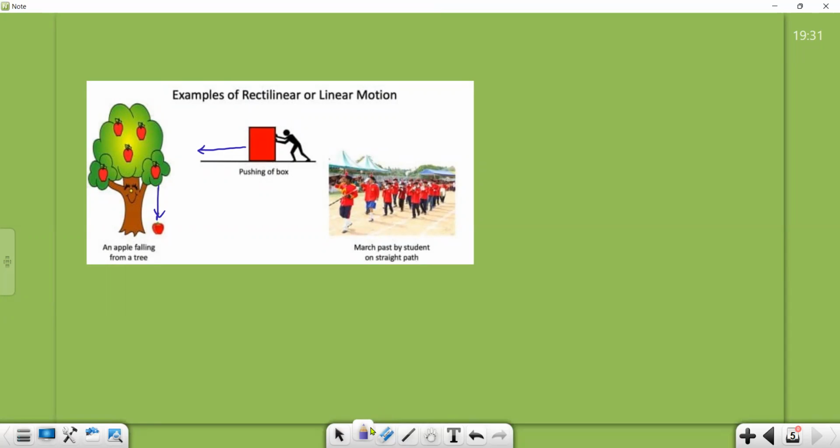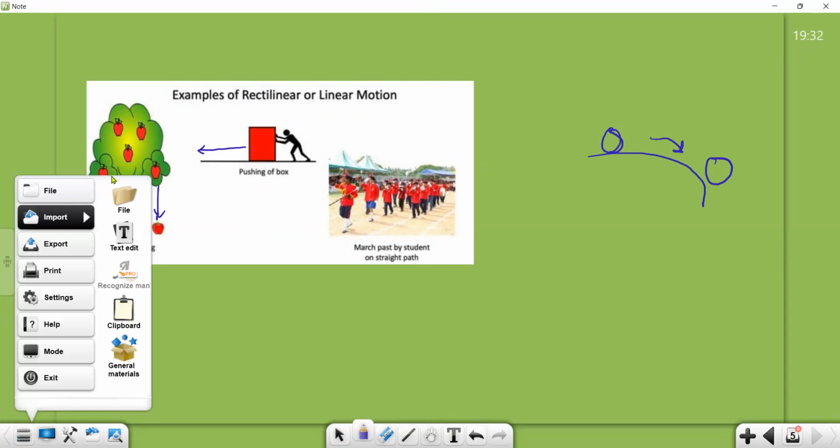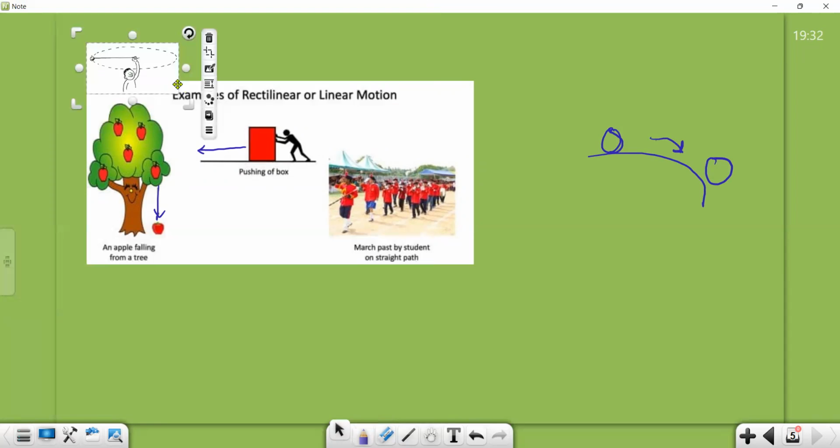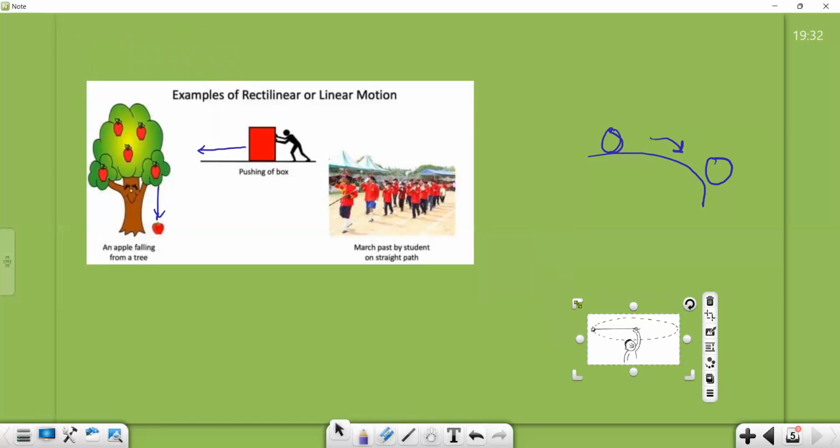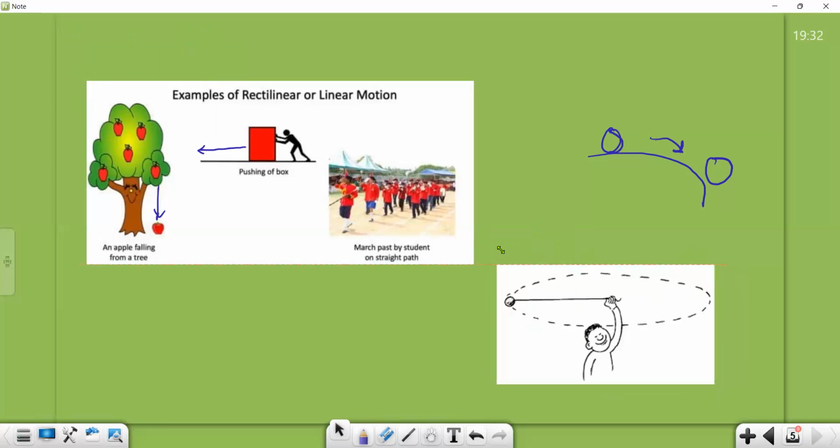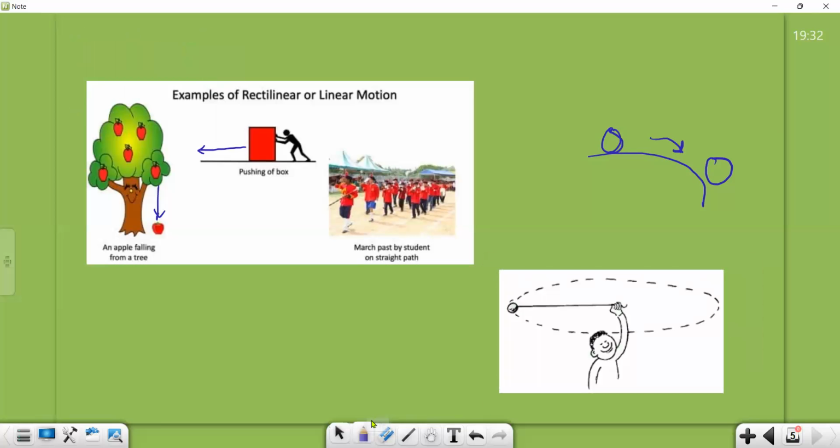Coming to curvilinear motion. Curvilinear means if a body is moving, suppose a body is here and it is moving in a curve. So like this, it is moving in a curve. Flow of electric current, ma'am. Rectilinear propagation of light, ma'am, would also come under rectilinear motion. The example of rectilinear or linear motion can be rectilinear propagation of light, ma'am.